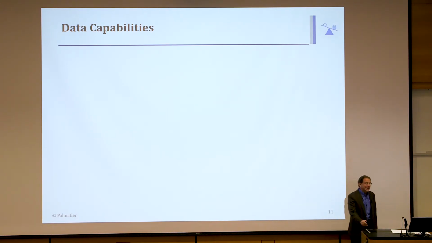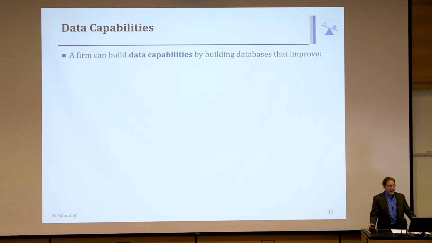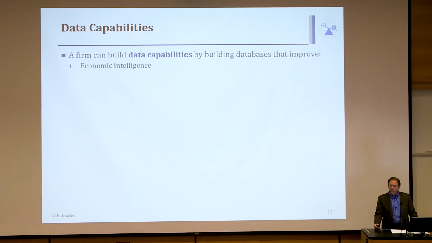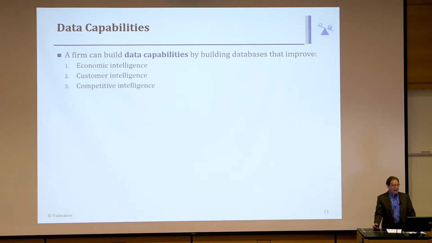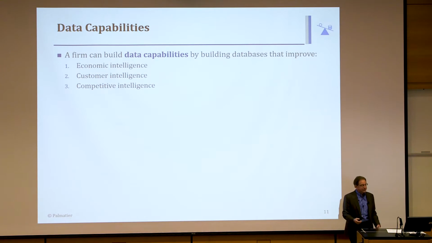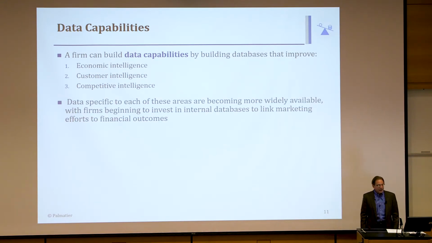So talking just about the data capabilities. Data capabilities, by building a database that improves, we have to look at the economic intelligence. That's what's happening in the overall market. Customer, what are our customers doing? And then our competitors, what are our competitors doing? So usually our data warehouse has to capture multiple dimensions, and data specific to these is becoming a lot more available.